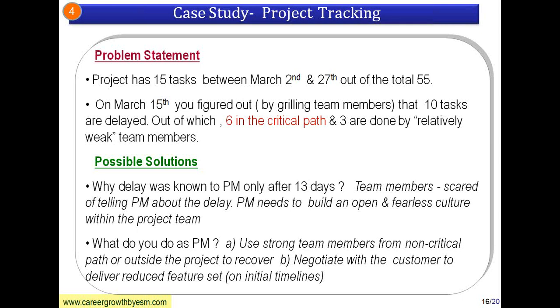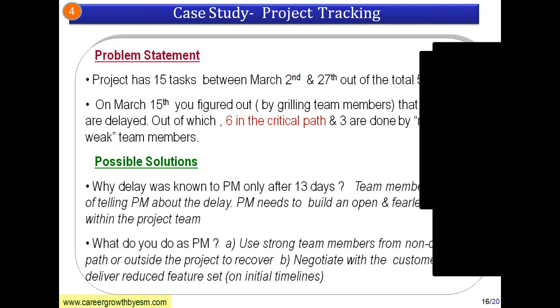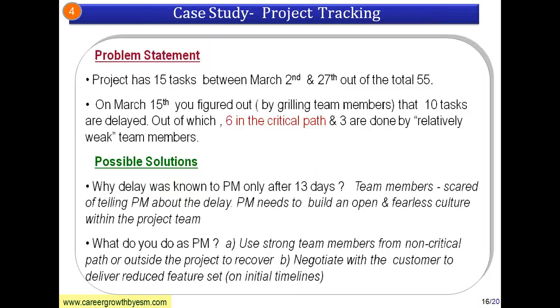On March 15th you figured out, by grilling or talking to the team members, that out of the 15 tasks, 10 are delayed. And this was found only on March 15th. March 27th is the finishing date for all these tasks. Out of the 10 delayed tasks, 6 are in the critical path. Another issue is that 3 of the tasks in the critical path are done by relatively fresh people or relatively weak team members. How do you handle such a situation?